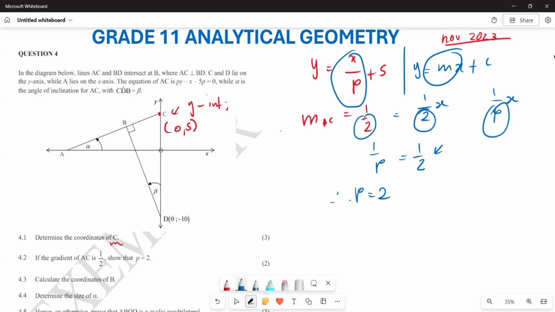Once again, hopefully this makes sense to you. Now let's move swiftly along and see what else we can do.